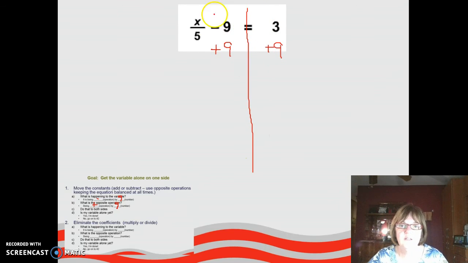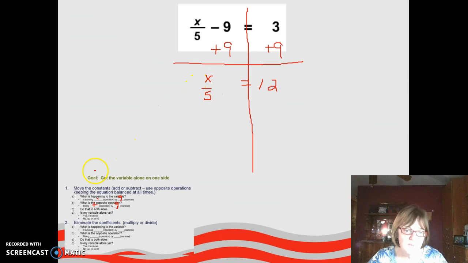There's our line. When I add 9 to both sides, I end up with x over 5 equals 3 plus 9 is 12. Now remember, is my variable alone? No, it's not. It's being divided by 5. So what's happening to our variable? It's being divided by 5. So what's the opposite? To multiply by 5. Do that to both sides.